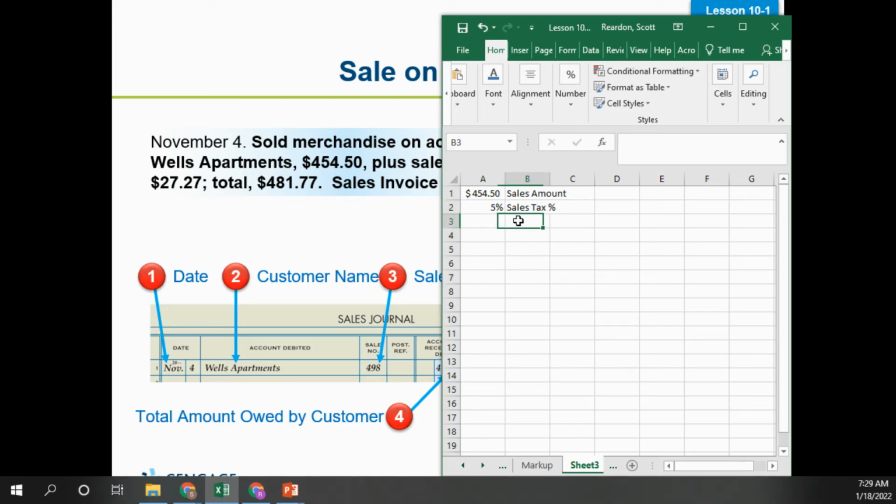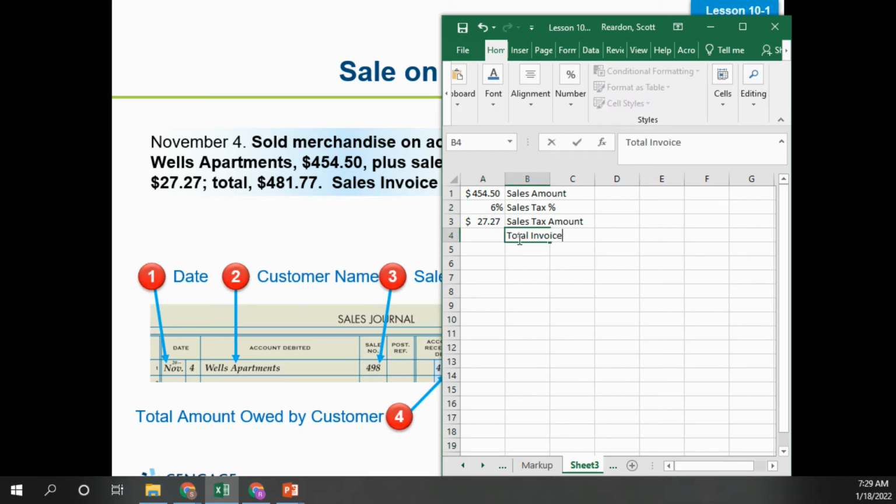Okay. Our sales tax amount would be 5% times our sales amount, 2273. And I can already see that's not right. How about 5.5%? No. 7%? No. There we go. It was 6%. I had to back into that. I had to reverse engineer that. 6%. There we go. It was 27.27.